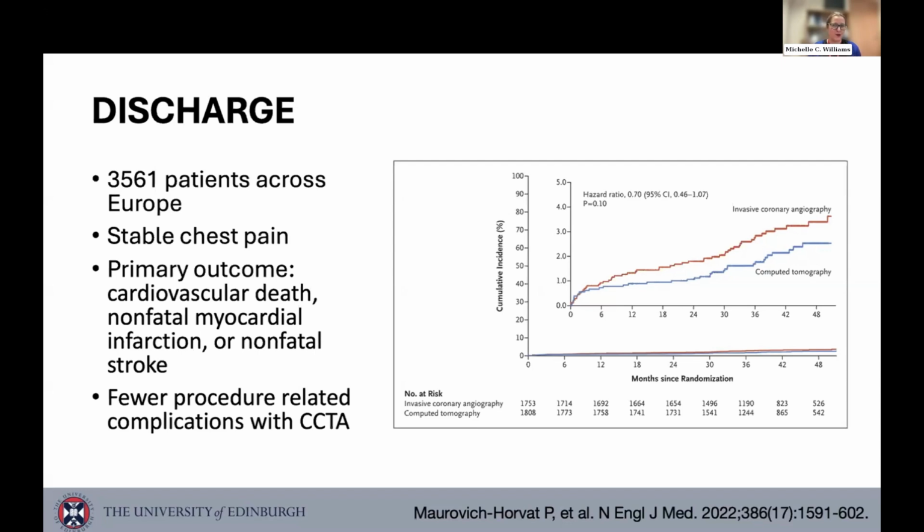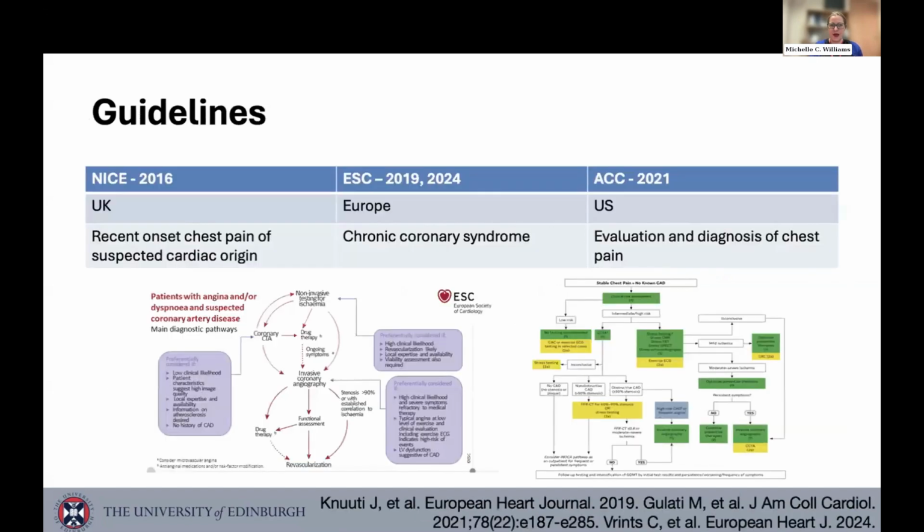So invasive coronary angiography, it's got invasive in the name. There are risks to doing that. CT came out as the safer option. And all of these things have impacted our guidelines. In the UK, we have the NICE guidelines for recent onset chest pain of suspected cardiac origin, last updated in 2016. And at that point, using CT became the first line of our care in the UK. So we've been doing this for a while. Other testing, functional testing, invasive coronary angiogram, obviously available for patients as required, but our first line is CT.